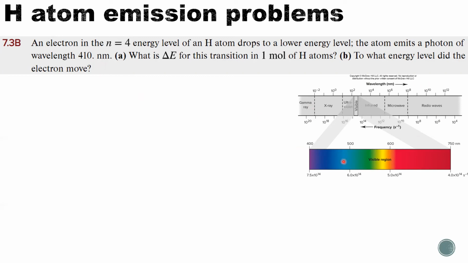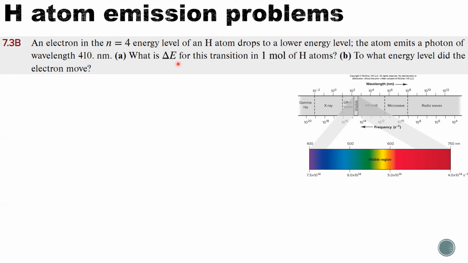Here we give you the electromagnetic spectrum. Okay, so let's look at the questions one by one. What's the energy difference of this transition in the hydrogen atom, right? So there are two ways of doing that.